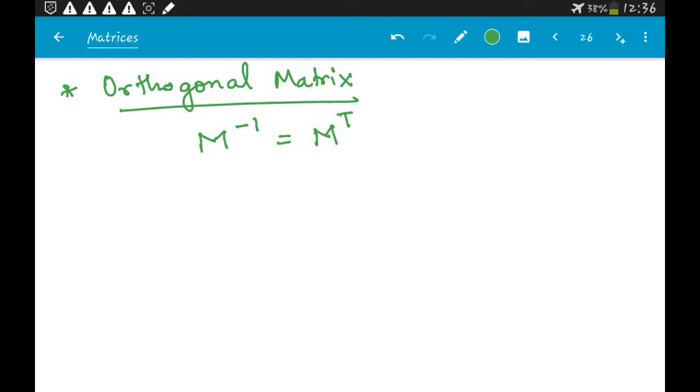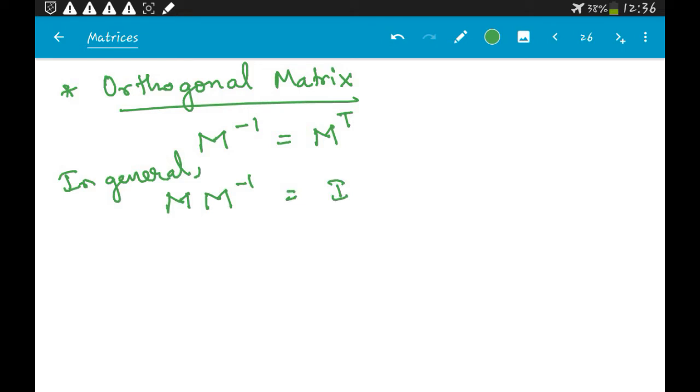So now let's see from this how we can determine a property of its determinant. In general we know that M into M inverse will give you the identity matrix.